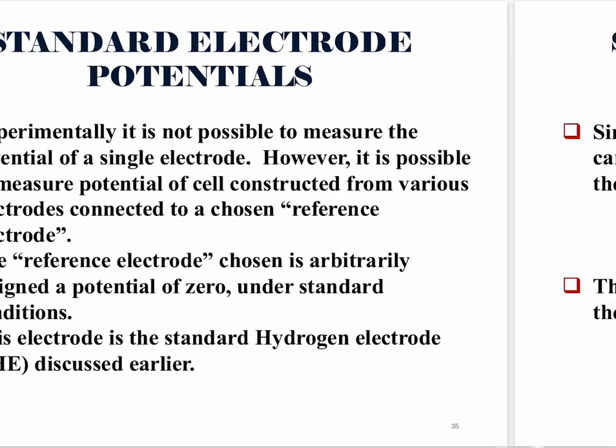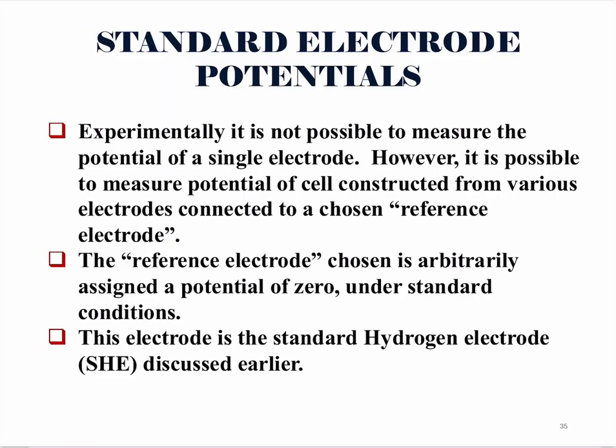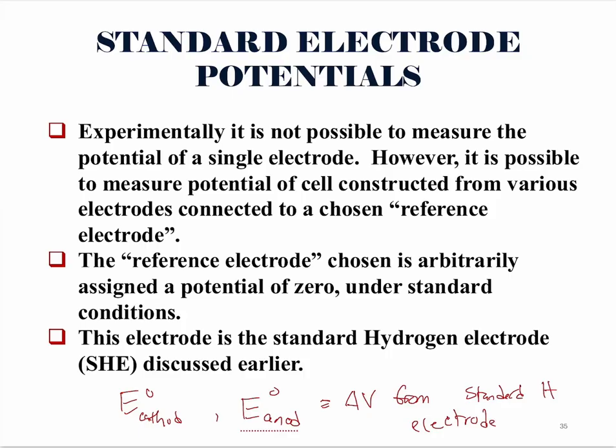If you're writing this, I'll give you a second to write while I start talking about this. So once you have these standard values from some reference electrode, right, these are what are going to be the standard cell potentials for the cathode and the anode. These are the changes in voltage from the standard hydrogen electrode, or the SHE is what people define that as.